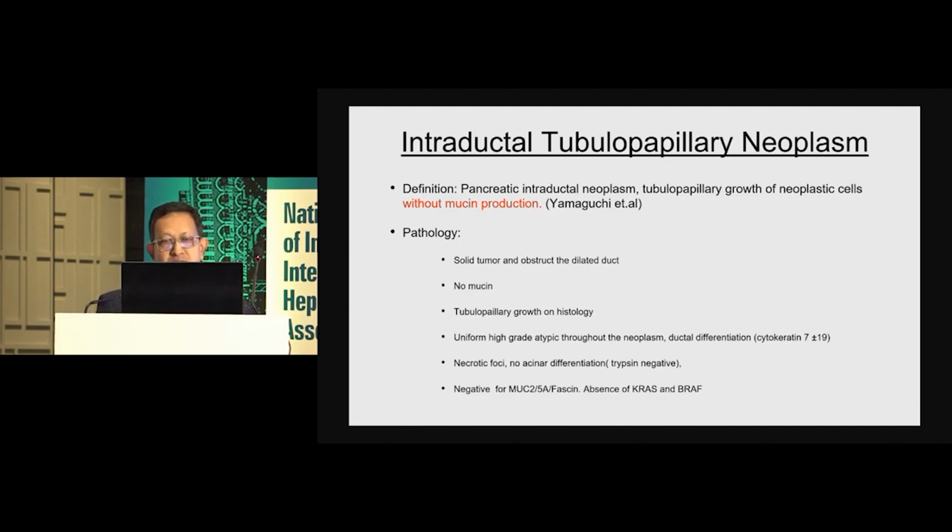In pathology, it is a solid tumor and obstruction to the dilated duct. There is no mucin. The growth is usually tubular papillary. There is uniform high-grade atypia throughout the neoplasm. And there is a ductal differentiation which is being supported by the cytokeratin 7 positivity or with the positivity of cytokeratin 19. There are necrotic foci with no acinar differentiation.